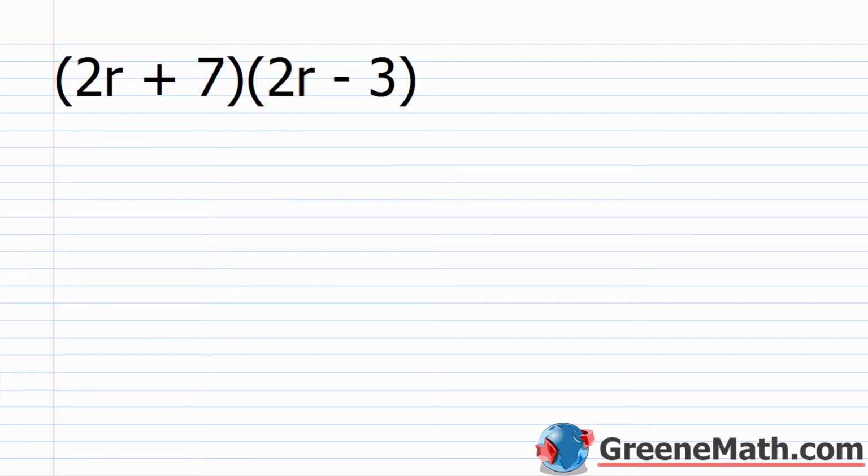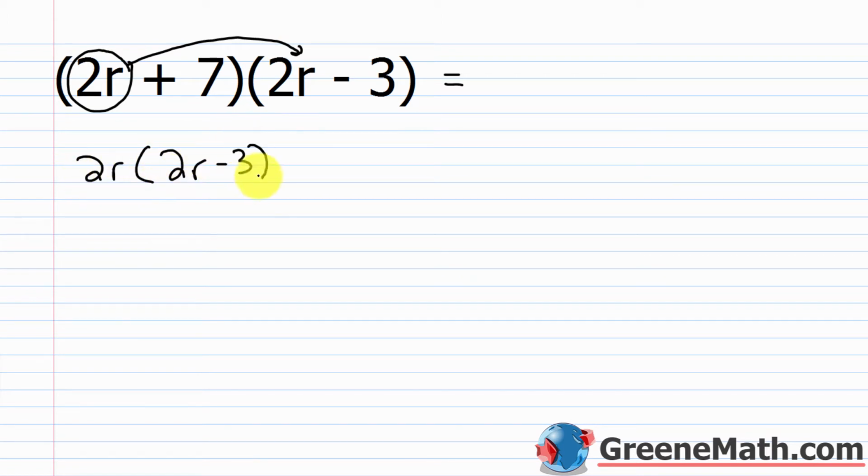And the first way I'm going to do it is the way I showed you in the last lesson. So I have 2r plus 7 times 2r minus 3. In the last lesson, I took each term from the first polynomial and multiplied it by the second. So I did 2r times 2r minus 3, and then plus 7 times 2r minus 3. And this is not wrong, right? We can still use this.